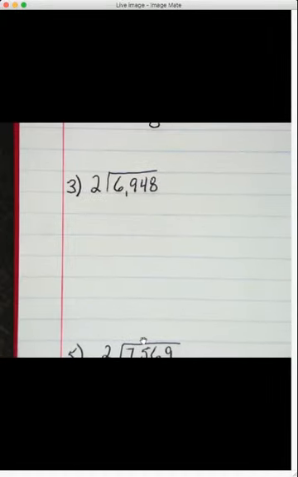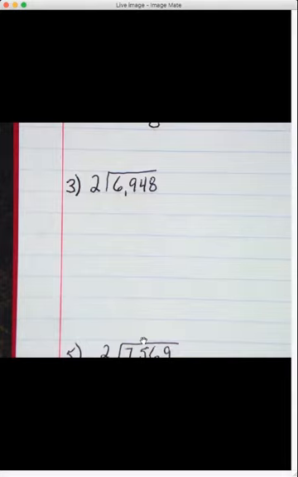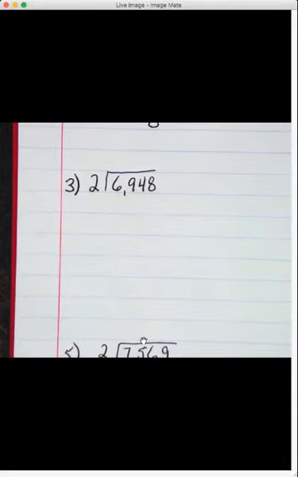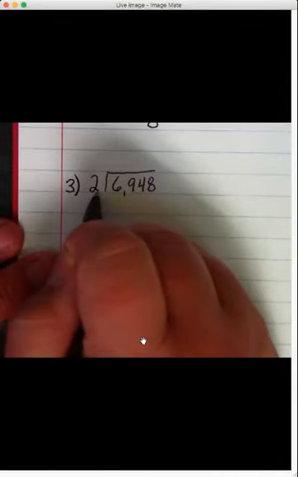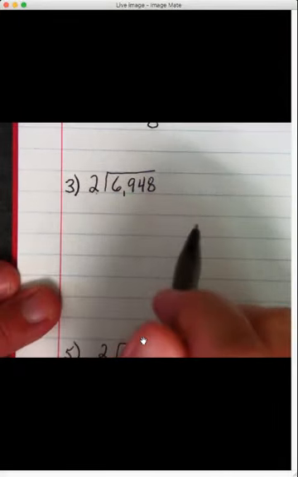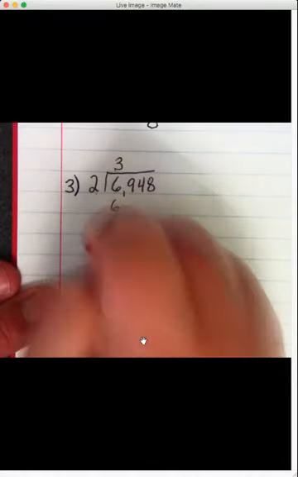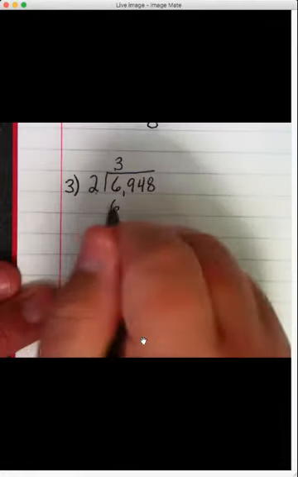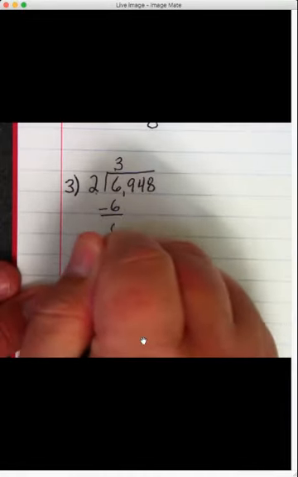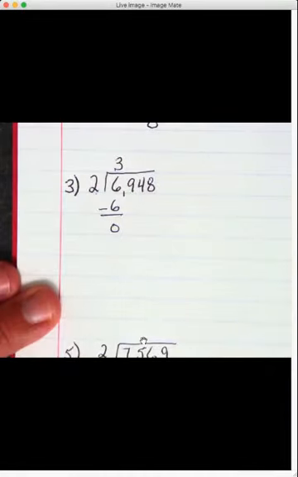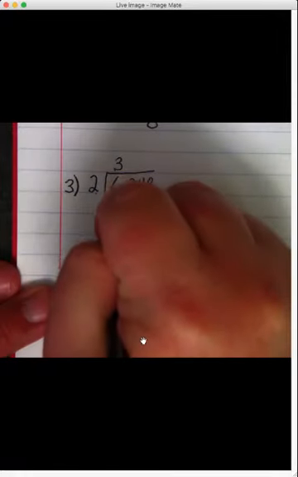Number 3, 6,948 divided by 2. So let's start with daddy, mama, sister, brother. Daddy divide. 6 divided by 2. How many 2s are in 6? Well, 3. Mama multiply. 3 times 2 is 6. Sister subtract. 6 minus 6 is 0. Brother bring down. I've got a 9.